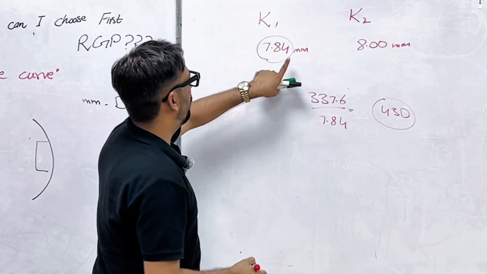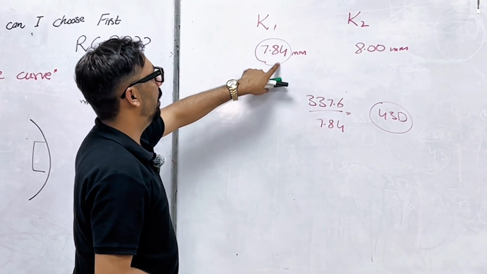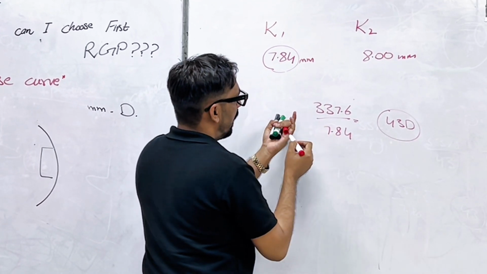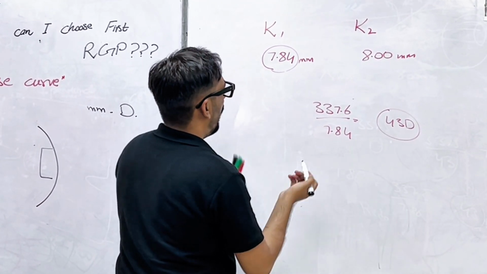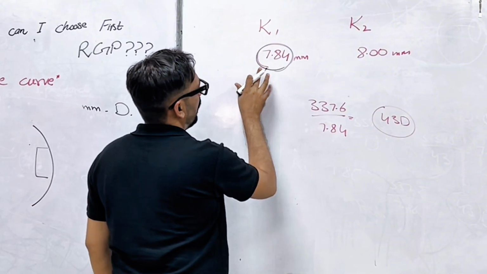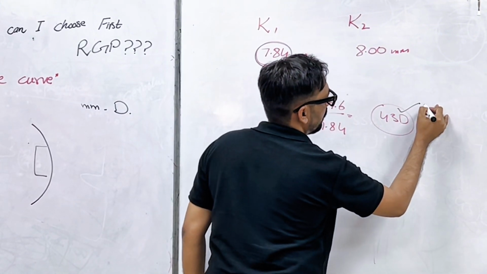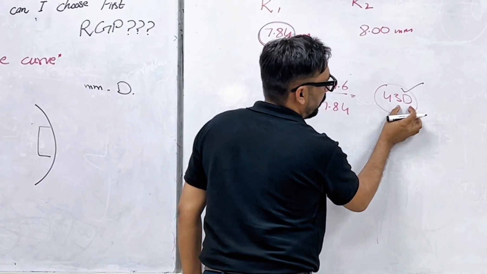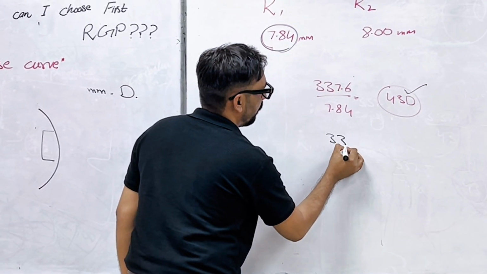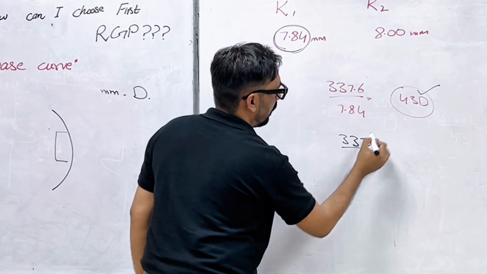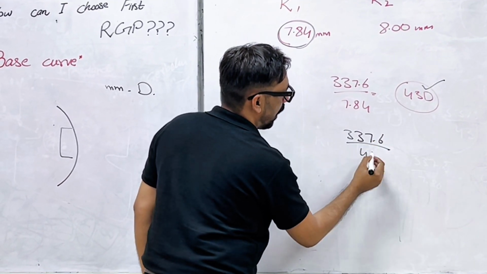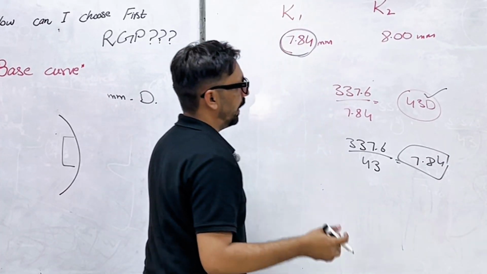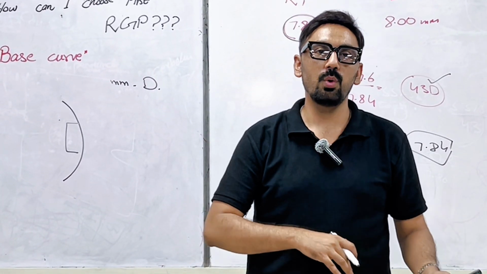So if you have a K1 reading of 7.84 millimeters, with the help of this formula you can convert this millimeter into diopters. And assume you have 43 diopters as your K1 reading in dioptric form. You simply put 43 diopters into the formula, and the answer will be 7.84, the same. This is how you can convert millimeters into diopters and diopters into millimeters.